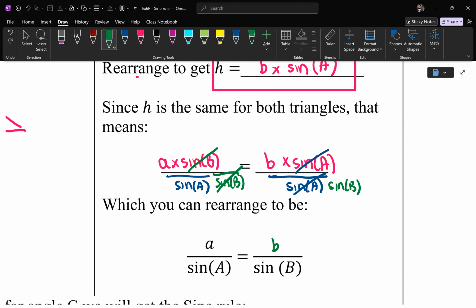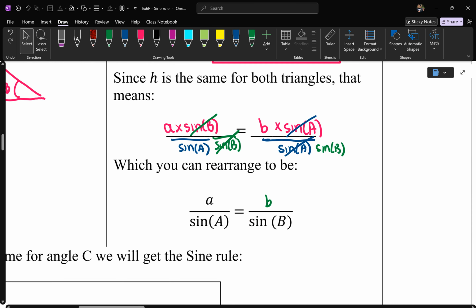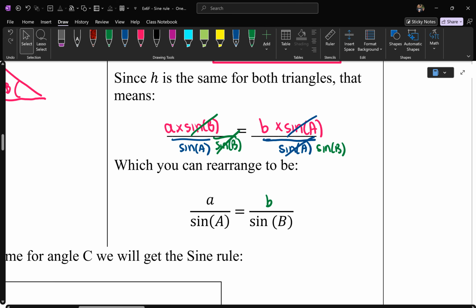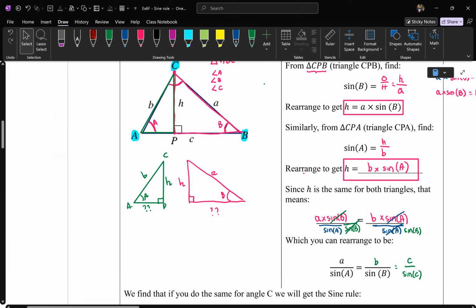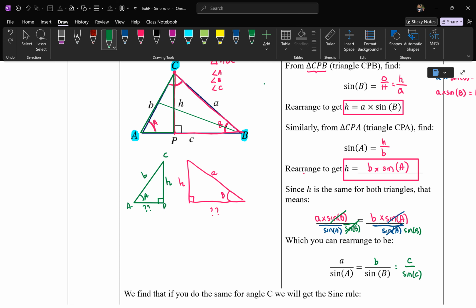So it's the ratio of the opposite side to the angle. We can now solve for the angle or the length of a non-right-angled triangle. A little caveat: if you did exactly the same thing but applied it to C, cutting it in a different way, you can get c over sine of C as well. And if you're wondering how I could have cut it differently, I didn't have to cut down from C. I could have cut it from B this way, and it would have been the same theory.